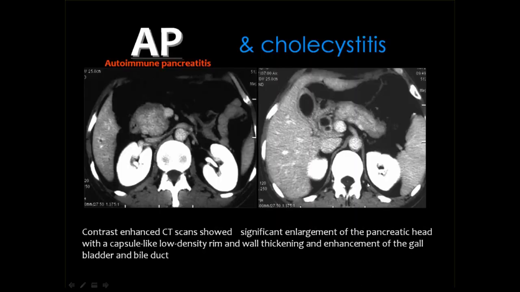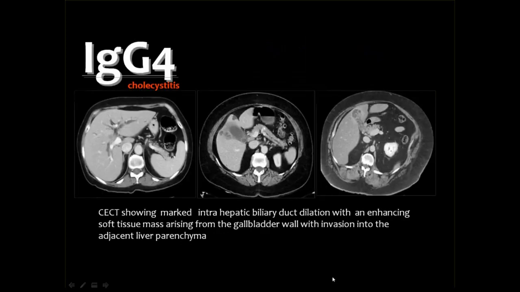And in this example, you see that the gallbladder wall is diffusely thickened and enhanced, and you may diagnose acute cholecystitis. But if you look to the pancreas and see the pancreas is diffusely swollen, the head, the body, and tail, and the characteristic pseudocapsule or hypodense halo around the pancreas is present, suggestive of autoimmune pancreatitis. Then this is autoimmune pancreatitis, and this is autoimmune or IgG4 related cholecystitis.